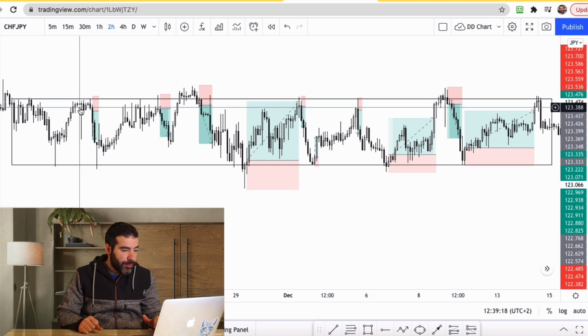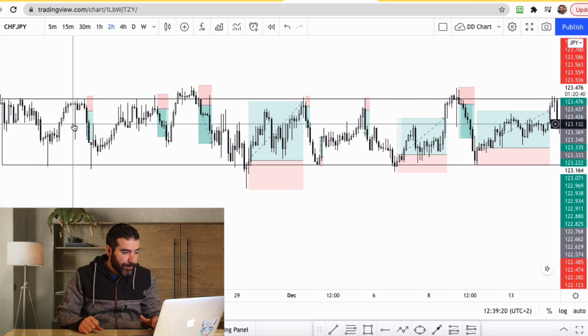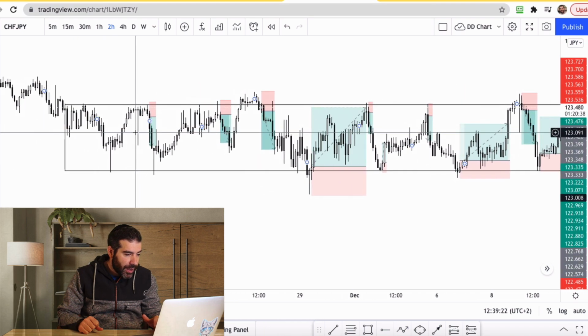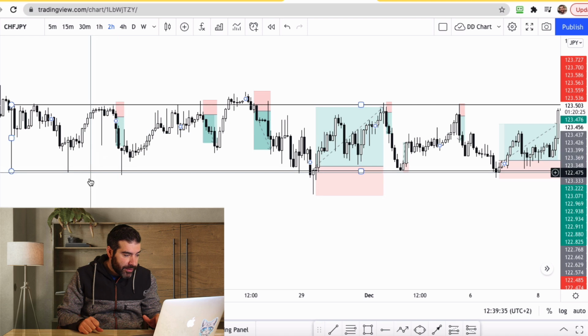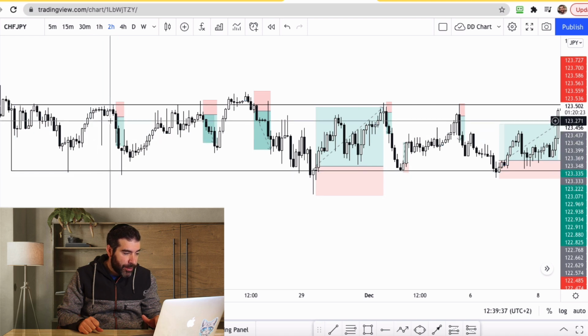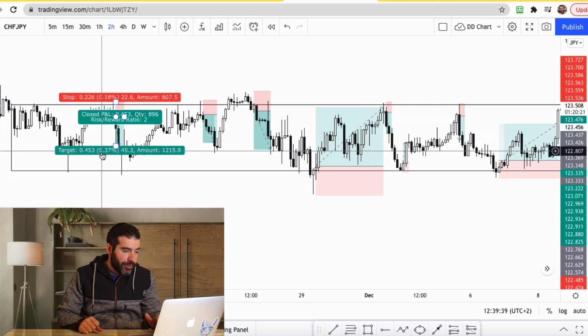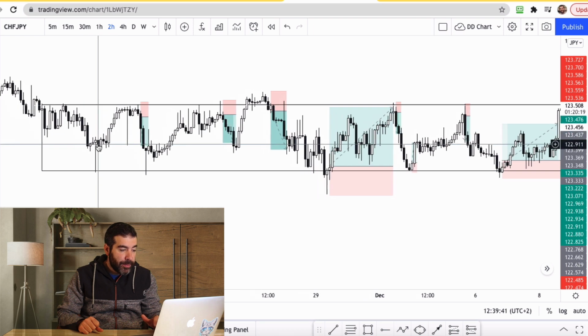So once the market starts to go lower, I'm going to get in, and you see over here that the risk to reward ratio is 2. It was 22.6 pips as my stop loss, and 45.3 pips as my target. And I stayed in, and I went all the way down and got the 2-to-1. Then the market made a second bottom.